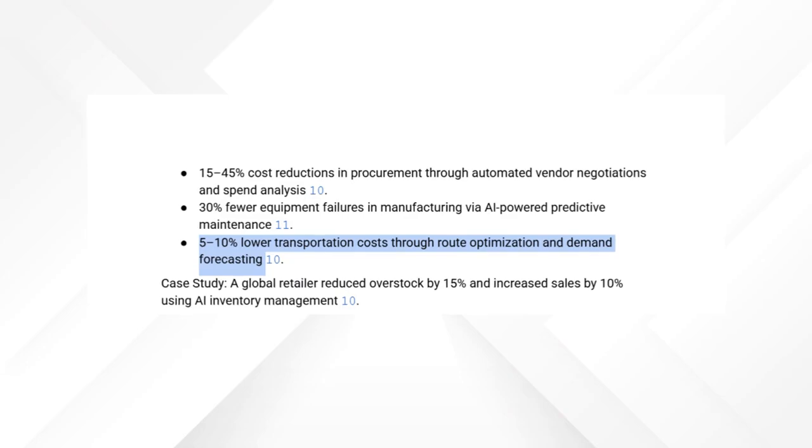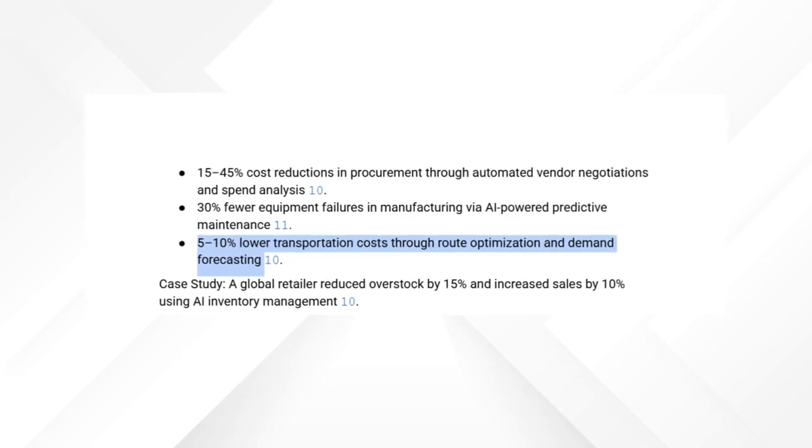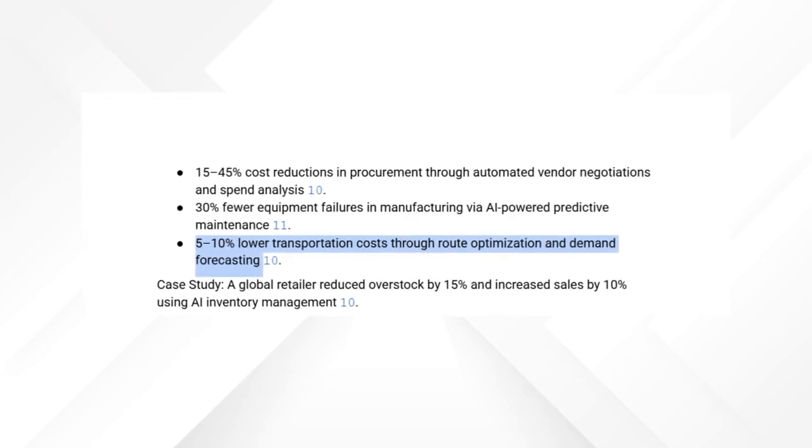Supply chains optimized with AI have cut transportation costs by 5 to 10% through better routing and demand forecasting. These are actual measured results from implementations over the past year. Now, for those of you from smaller organizations, consider these examples.